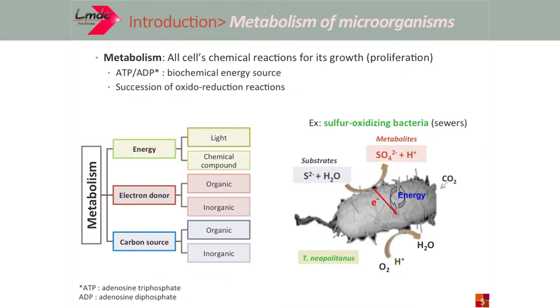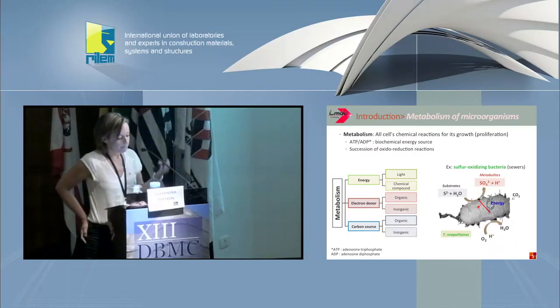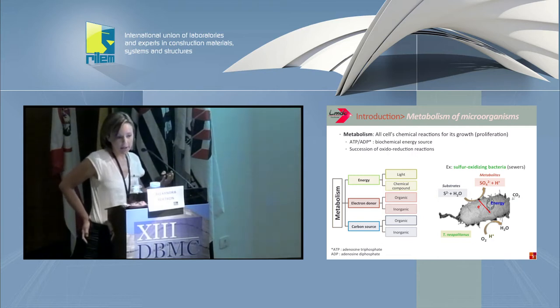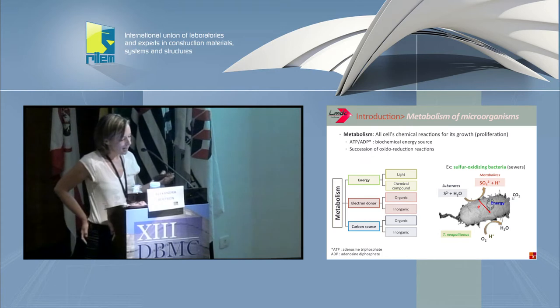Microorganisms are characterized by their metabolisms, which are all the cells' chemical reactions for their growth, which means their proliferation. Metabolism is a succession of oxidoreduction reactions, and it is characterized by three main characteristics. So the source of energy, which can be light or chemical compounds, the electron donor, which is involved in the oxidoreduction reactions, and the carbon source, which is used by the microorganisms to create biomass. So electron donor and carbon source can be either organic or inorganic compounds.